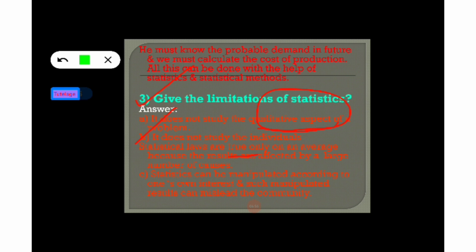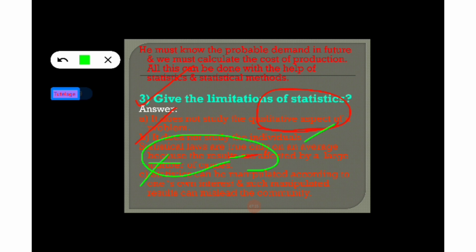Statistics does not study the individual. Statistical laws are true only on average because the results are affected by a large number of causes. So statistics doesn't study the individual; it always studies the average, the group of individuals. That is the basic limitation of statistics.